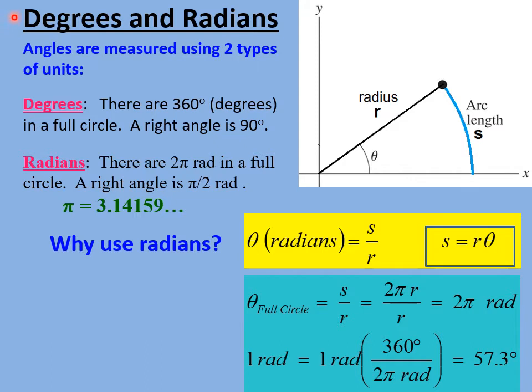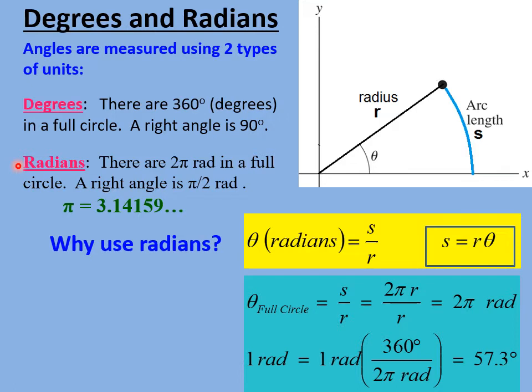So regarding angular position, we can measure angles using two types of units, degrees and radians. You've certainly heard about degrees before. You used a protractor, for example, in your geometry class to measure an angle in degrees. We are going to often be using radians to measure angular positions for circular motion.